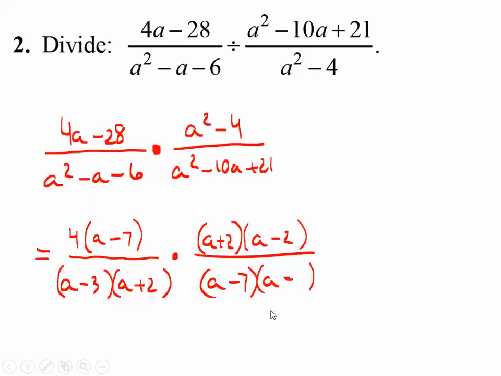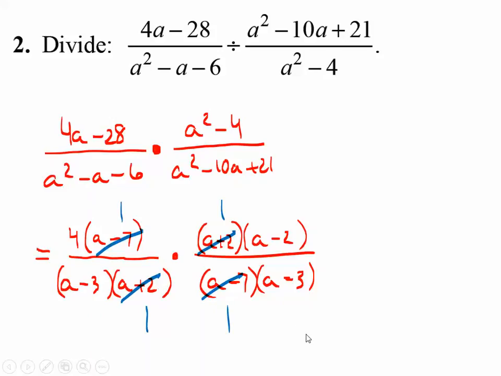Awesome. -7 and -3. At that point now, we're just going to cancel things that are the same top and bottom. The a minus 7s are gone. The a plus 2s, gone. And the a minus 3s can't be. Remember, look at that. The a minus 3s, they're both on the bottom. You can't cancel them if they're both on the bottom.